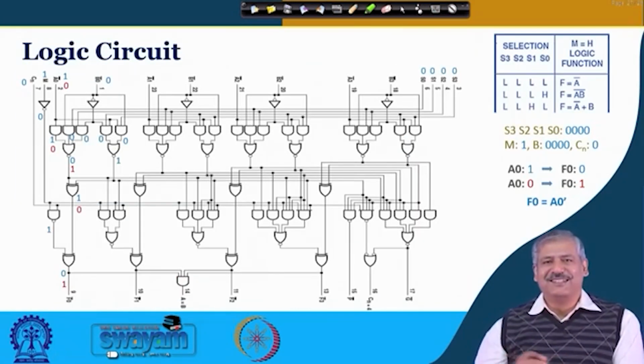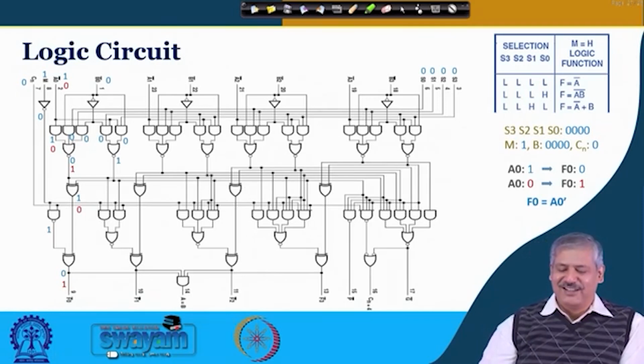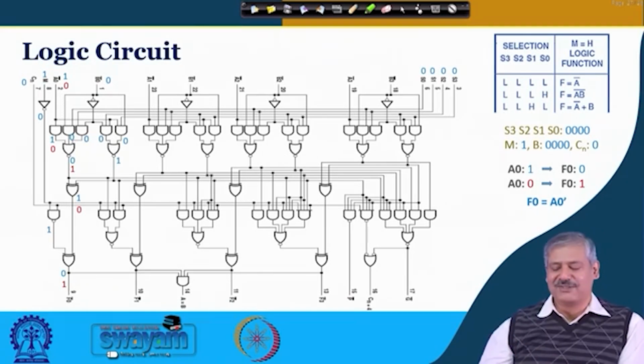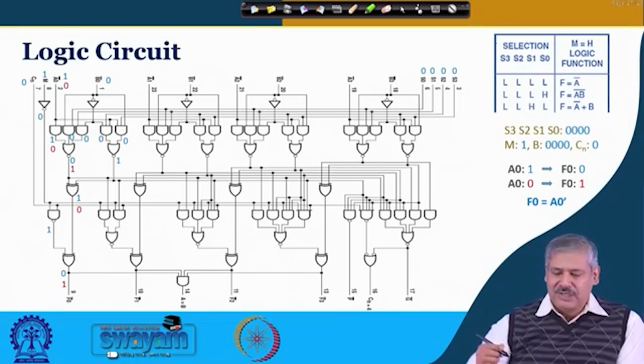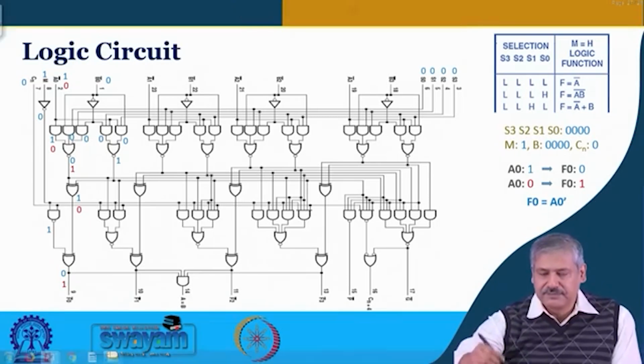Now, this is the IC 74181 circuit, as it appears in the manufacturer's data sheet. As I said, it is a bit complex. That is why we began with a simpler version of it. But now we are in a position to understand what it represents and how it works also, and we can look at one example case.